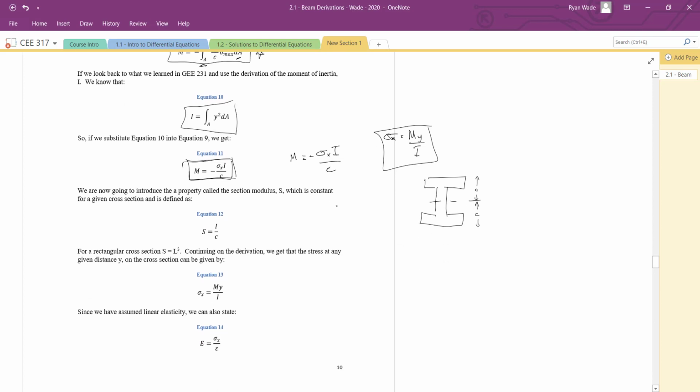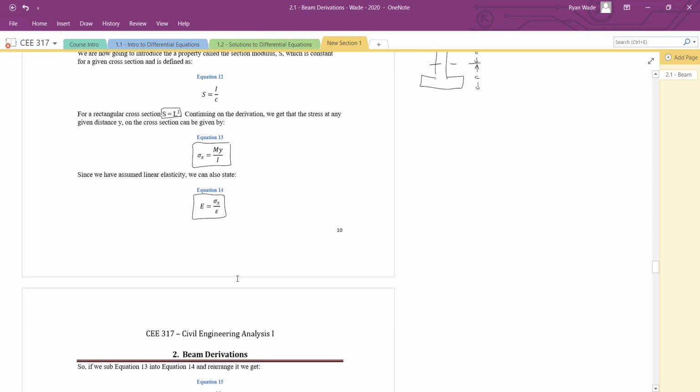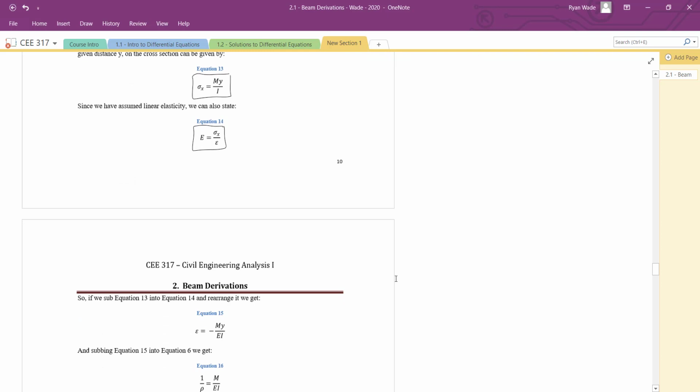So we're going to put that in, and we're going to say that for a rectangular cross-section, S is just equal to bh squared over 6. But if we just go back to our derivation, we get our stress at y, that we've seen before, is equal to My over I. We have linear elasticity, so we can use that the modulus of elasticity is equal to the stress at y over the strain at y. And we can sub that in again and say that strain is equal to My over EI.